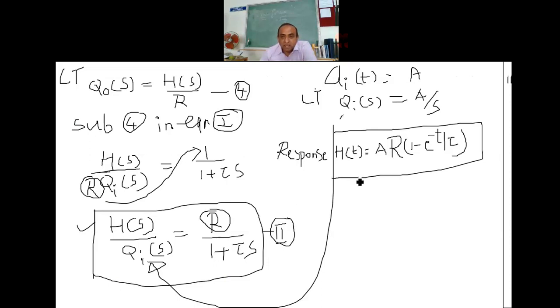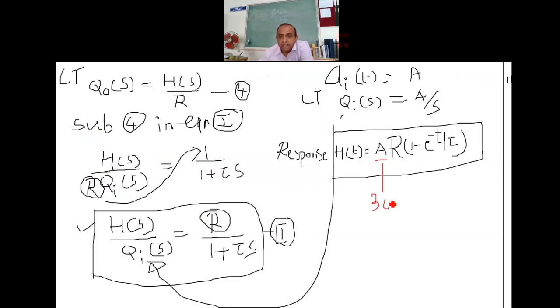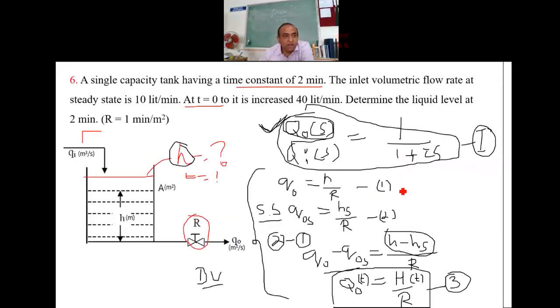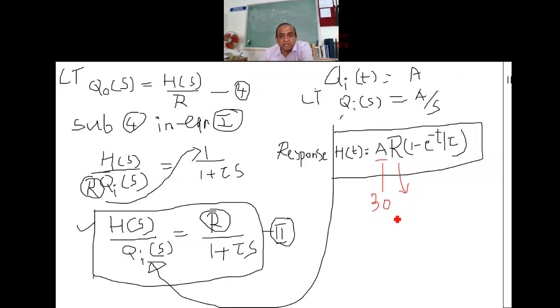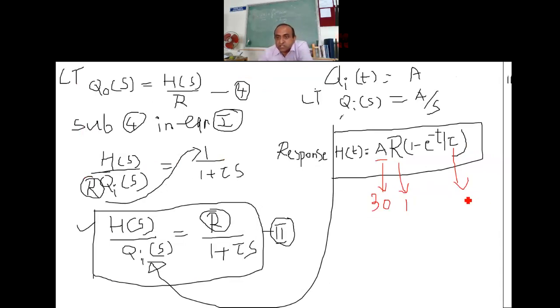Please remember, now you know all the data. You know A. What is A? I think it is 40 minus 10, no, 30. Yes, A is 30. And you know R. How much is R? R is 1 minute per meter square. So 1. And you know the time constant. What is the time constant given? 2 minutes. So this is 2 minutes.